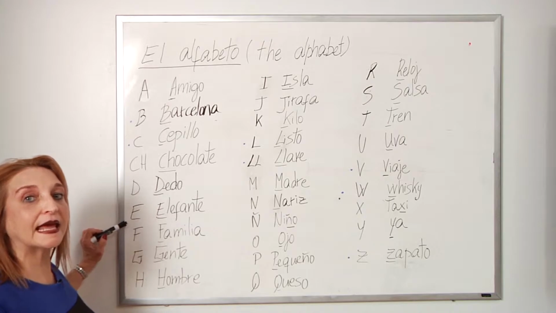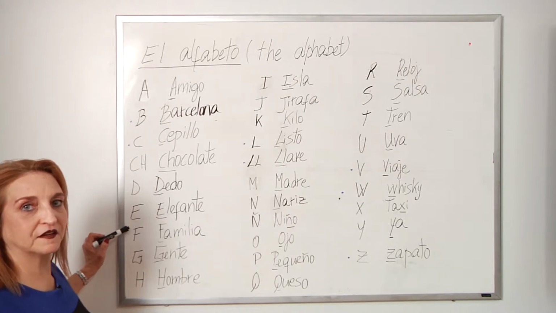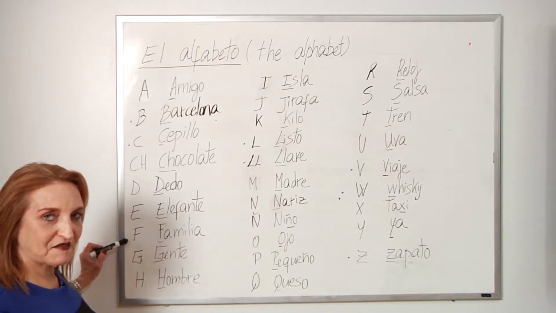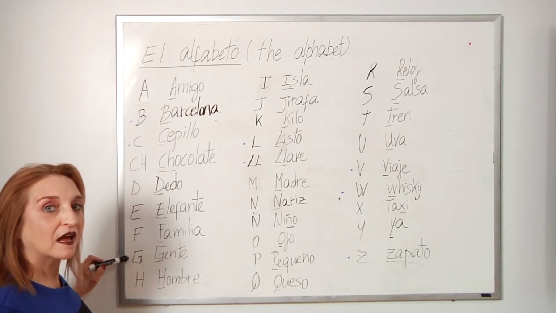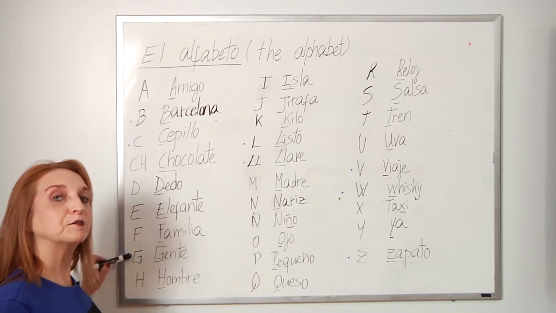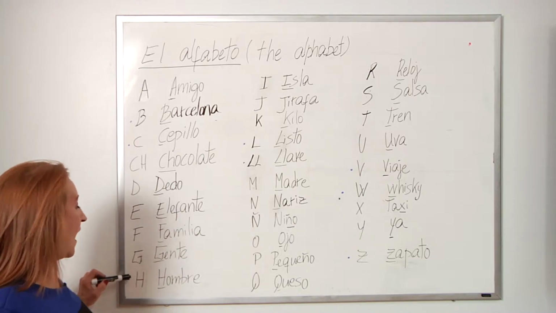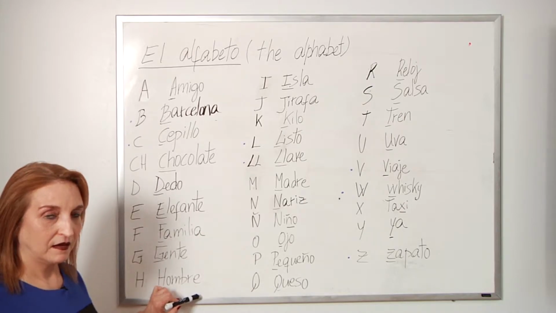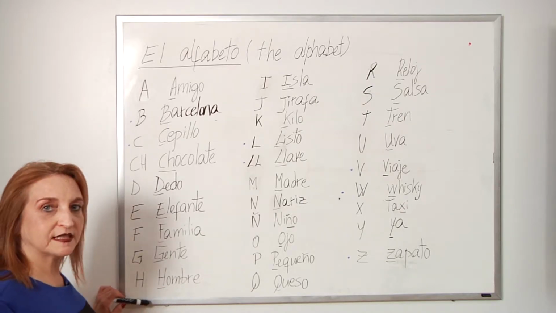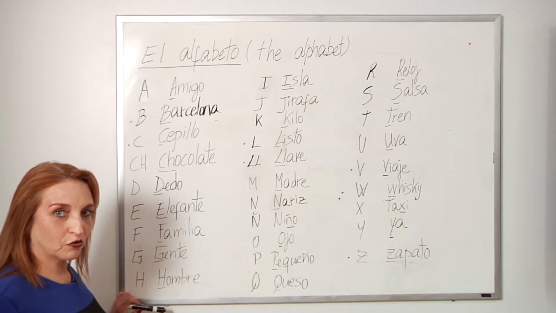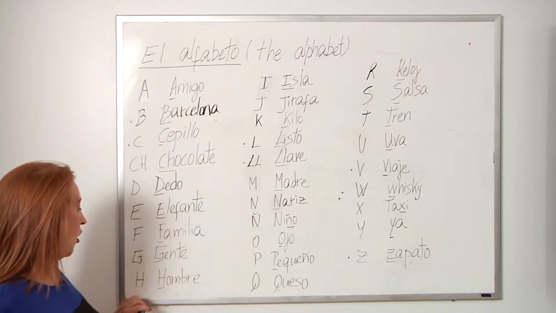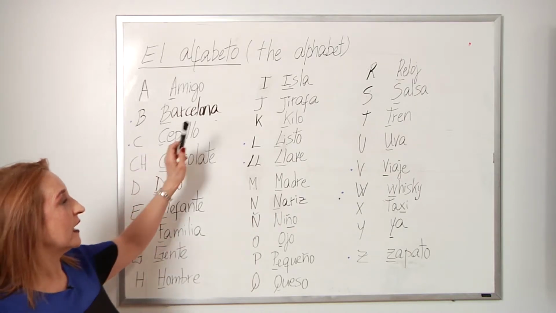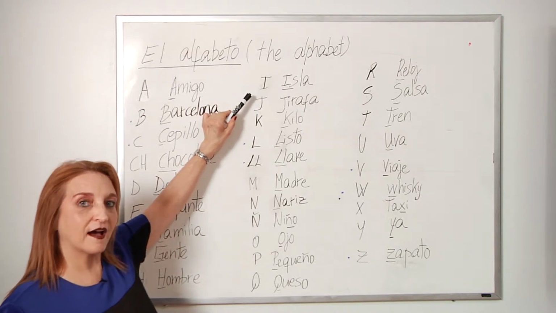E, elefante. Elephant. F, familia. Family. G, gente. People. H, hombre. Man. Pay attention because you don't pronounce H when you say the word. For example, hombre is like it doesn't exist when you pronounce. Okay. I, isla, island.